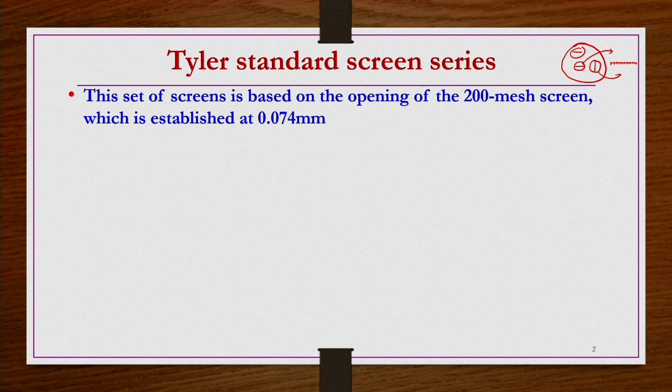So, the diameter of that particular opening screen aperture is 1 by 200 minus the diameter of the wire that has been used for this construction. Whatever that number is, it will come in some kind of inches. If you convert that number into mm, it is 0.074 mm. That has been taken as a standard, and then based on that, other screens have been designed. How have the other screens been designed?